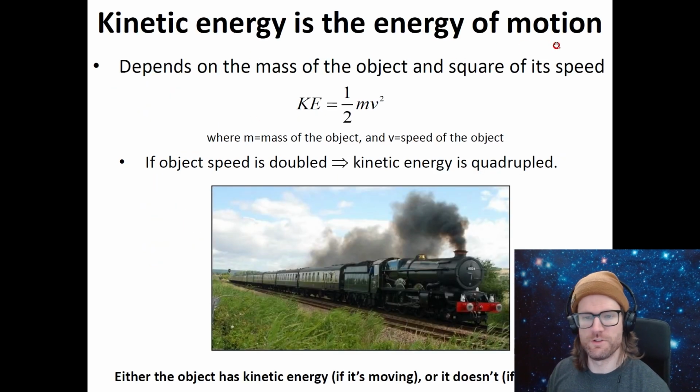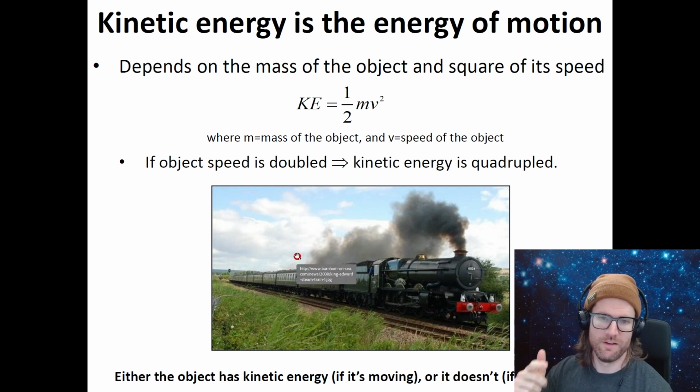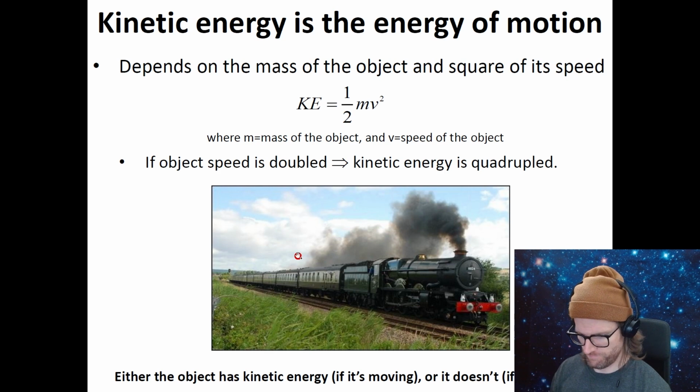Kinetic energy is the energy of motion. Here's a formula for us. Kinetic energy is 1/2 times the mass times the speed squared, where m is the mass of an object and v is the speed of the object. So if an object's speed is doubled, the kinetic energy is quadrupled. For this train, its kinetic energy is 1/2 times the mass of the train times the speed of the train squared. If we double the speed of the train, the kinetic energy of the train quadruples.